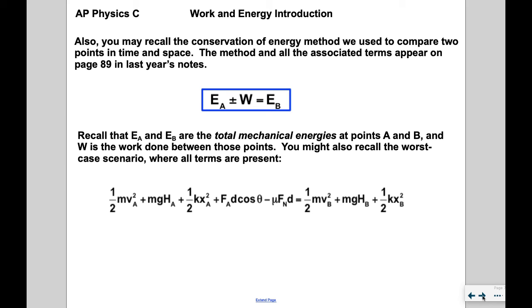When we approach this from the premise that energy is conserved, we would say that the energy at A equals the energy at B, unless, of course, there's work done in between. So we have an F_A d cosine theta. This would be work done by an applied force. We could conceivably have work done by friction. There's the work done by friction term. Worst case scenario is that all eight terms are present in any one situation, however unlikely that may be.